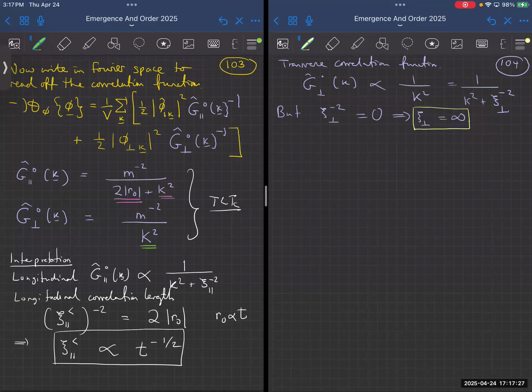If I take the Fourier transform of 1 over k squared and I'm in 3 dimensions, what do I get as a function of space? What do I get? Do it in your head. So, 1 over r. Right? So the transverse correlations decay as a power law.